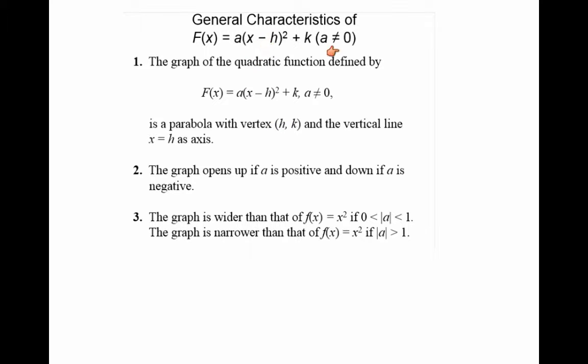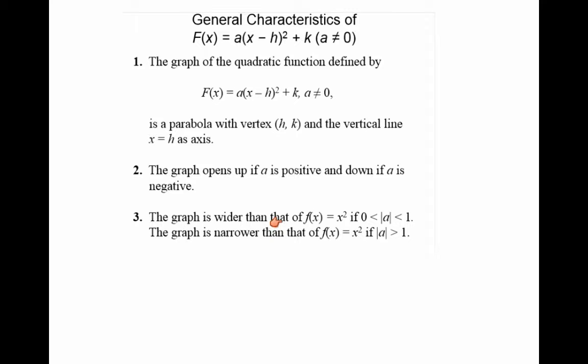So this is a parabola with the vertex h, k. This would be the position of the vertex. And the vertical line x is equal to h is the axis, the axis of symmetry. x is equal to h, the line that passes through the vertex. The graph opens up if a is positive and down if a is negative.